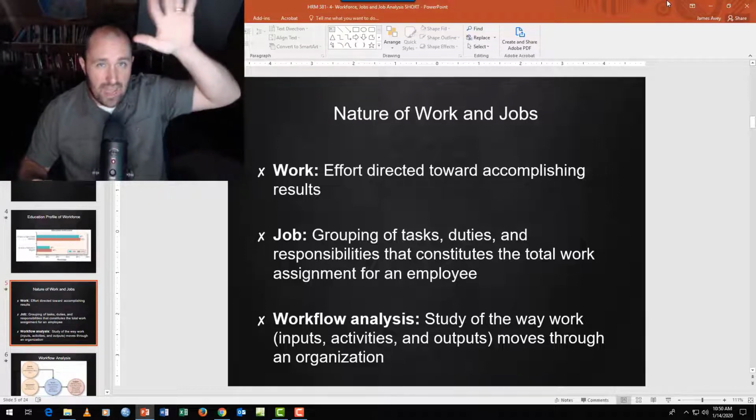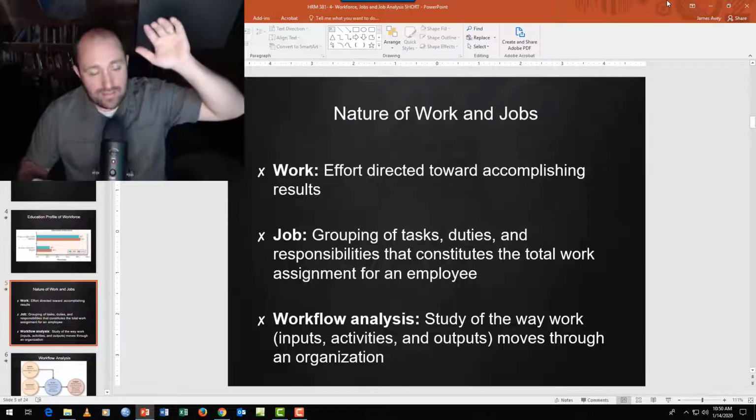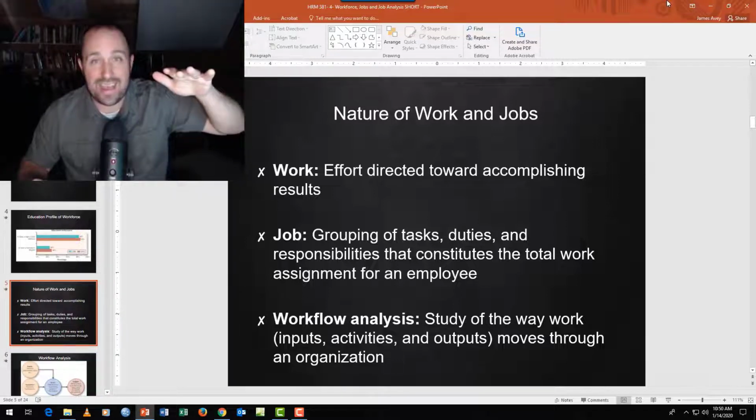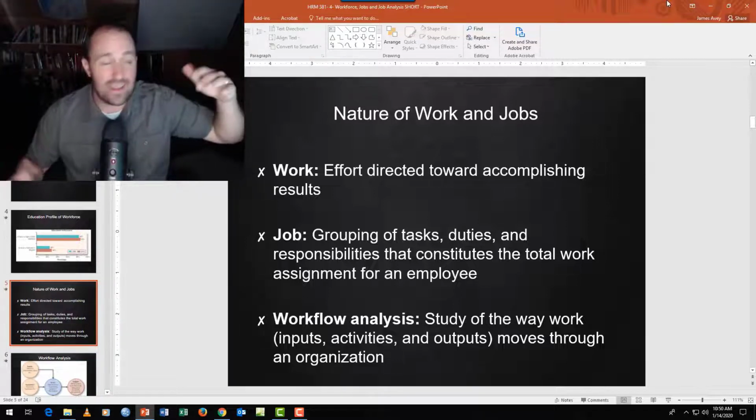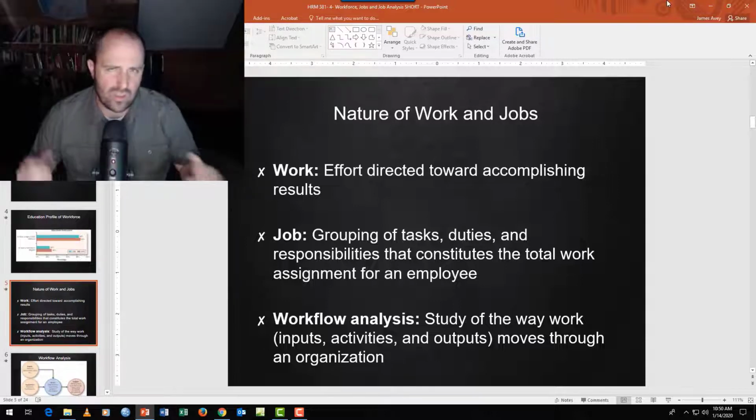The duty is kind of the highest level, and then the task, said that wrong. The responsibility is the highest level. I have a responsibility to teach. There are several duties within that and several small tasks within each one of those duties. So you can think of it kind of like an outline.